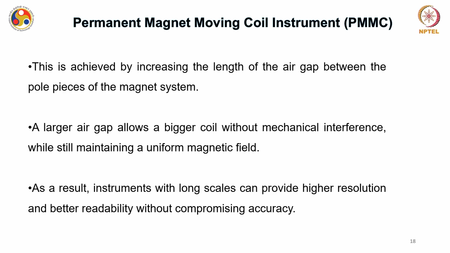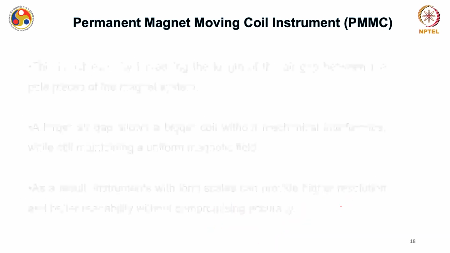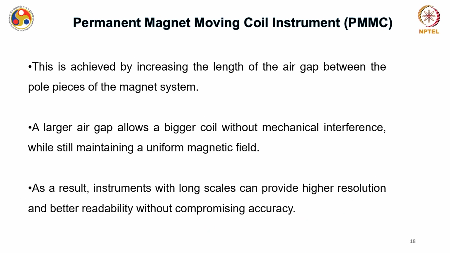Now this is achieved by increasing the length of the air gap between the pole pieces of the magnetic system. So ultimately you have to increase the gap, because there is no gap earlier, as you are already covering this 1.5 mm. So basically you have to take this pole behind. You have to basically play with the magnets.